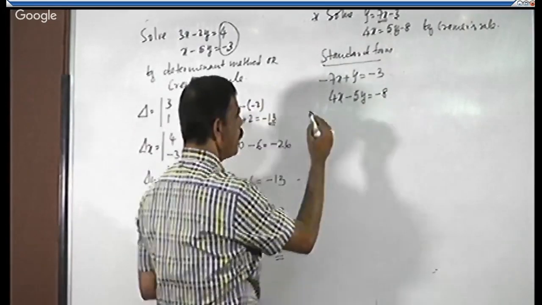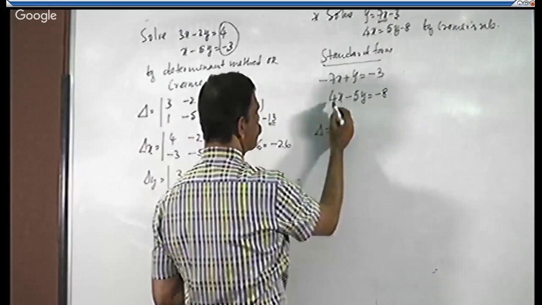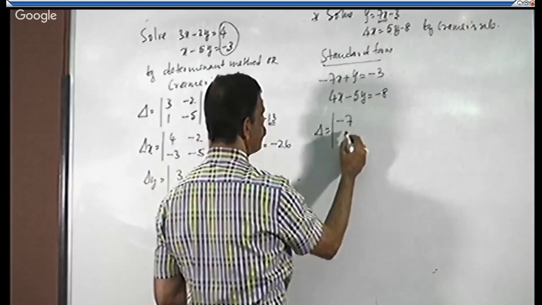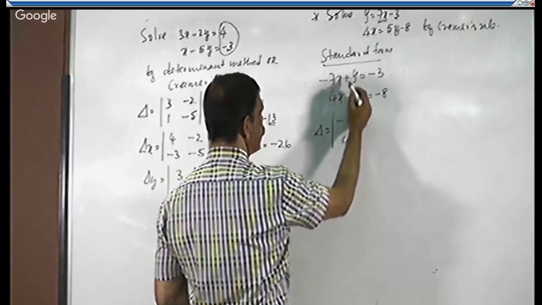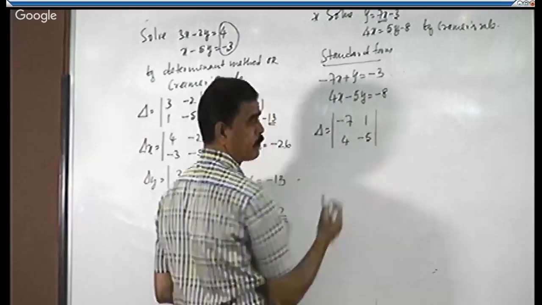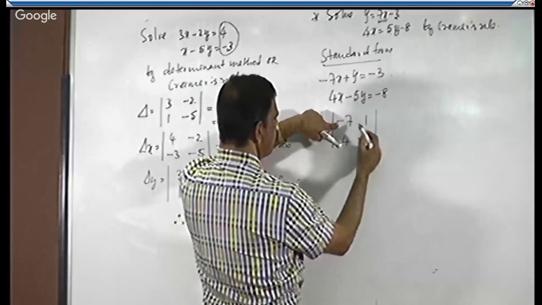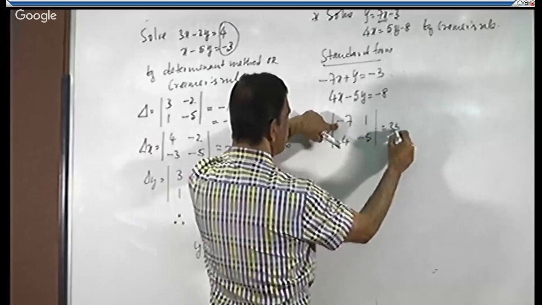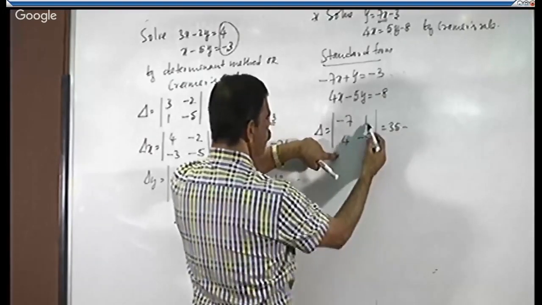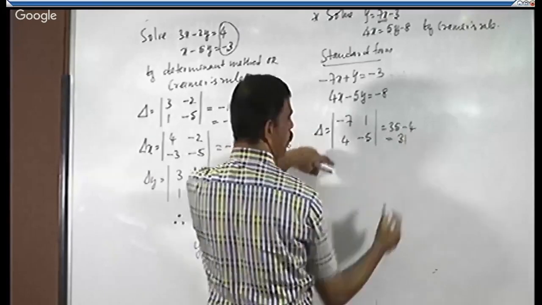Okay. Now write delta. Delta is equal to what? x coefficients in the first column, y coefficients in the second column: minus 7, 1; 4, minus 5. Expand this. Minus into minus plus, 7 fives are 35, minus the product of these two, 4 into 1 is 4. That is equal to 31.